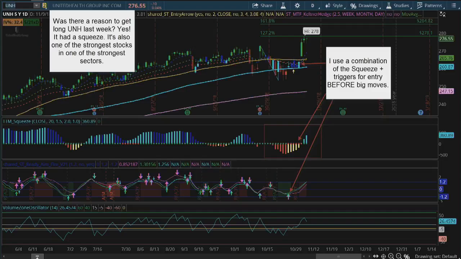So we look for the squeeze. This one in particular did have 6 dots. But I like to time it with the ready, aim, fire, buy signal. For me that is the perfect entry signal with the squeeze. Sometimes it'll come a little bit before, but you can also just use your moving averages if you do not have this tool. So I teach it both ways. I like the arrow better personally, but moving averages are fine.